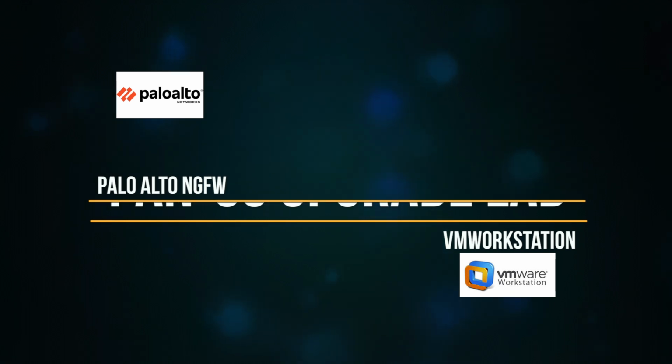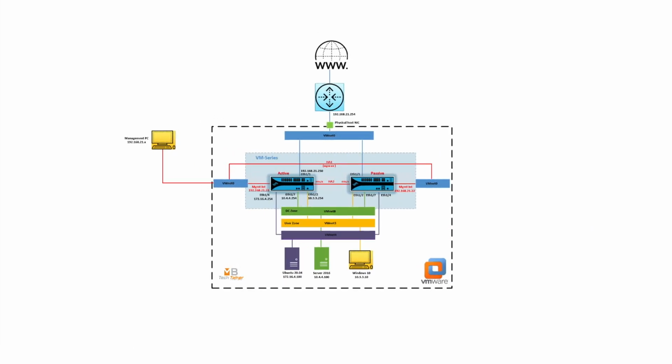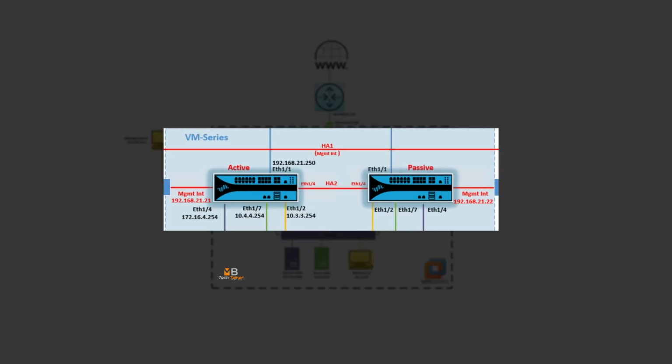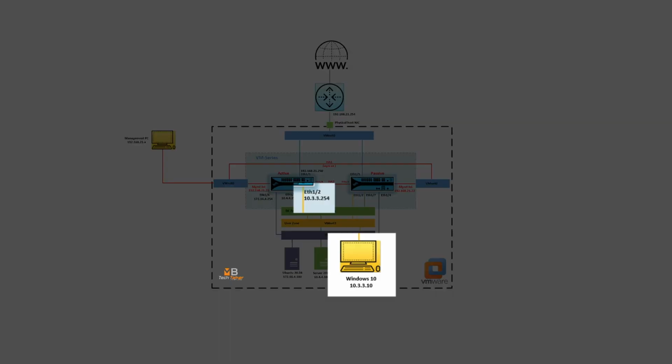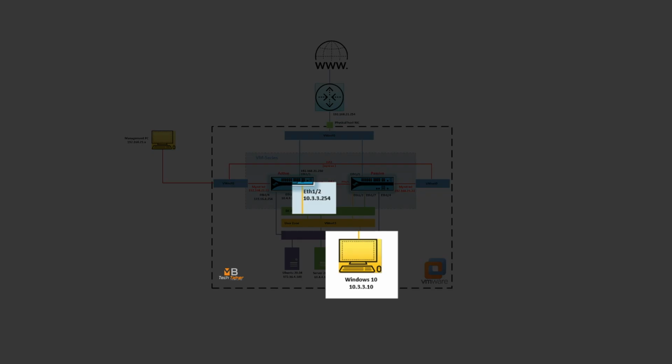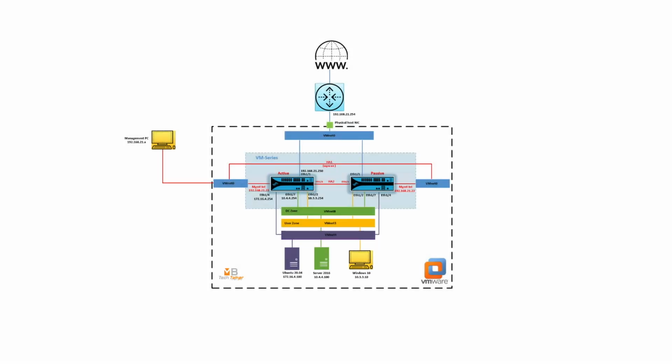Okay, so let's take a look at the diagram. As you can see, we have a pair of Palo Alto next generation firewalls configured in a HA pair, and we have a client machine connected to the user zone on Ethernet 1/2. This is where we're going to ping out to the internet to verify connectivity whilst we upgrade the firewalls to the new version of PAN-OS. In order to limit network downtime, there is a specific order we need to follow, so let's go through the steps.